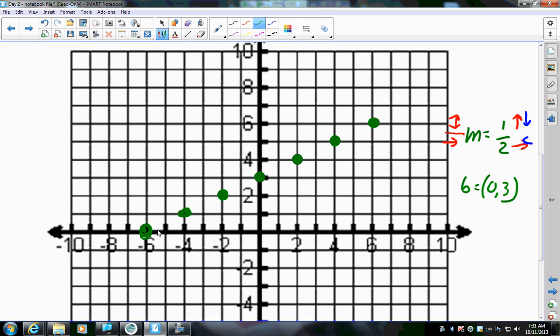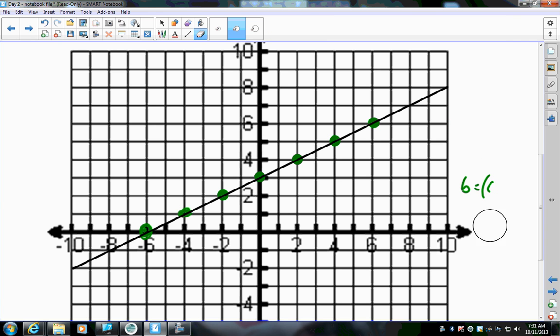Once you have your dots, then you're going to draw your line to connect your dots. Okay, here are your dots that you should have and your line drawn. All right, let me erase this right here, and we'll look up here.